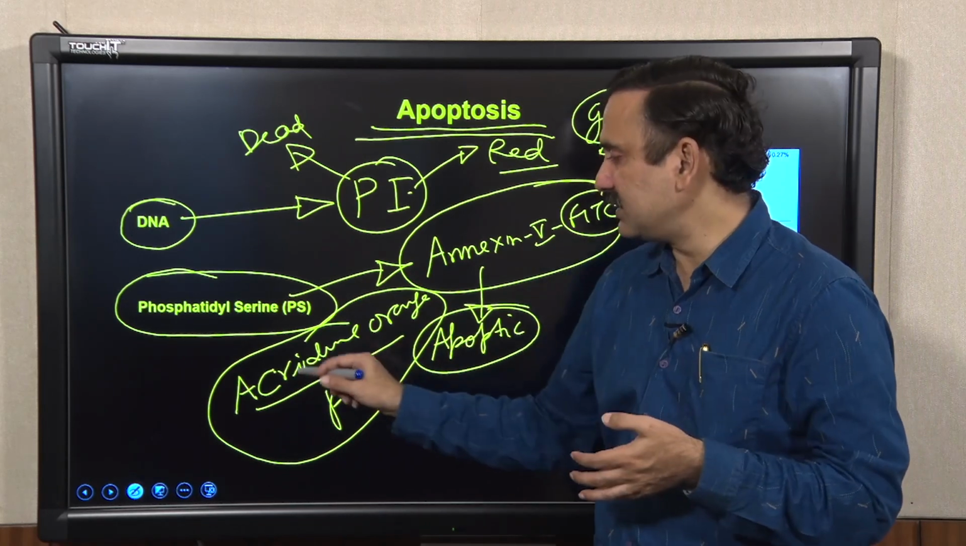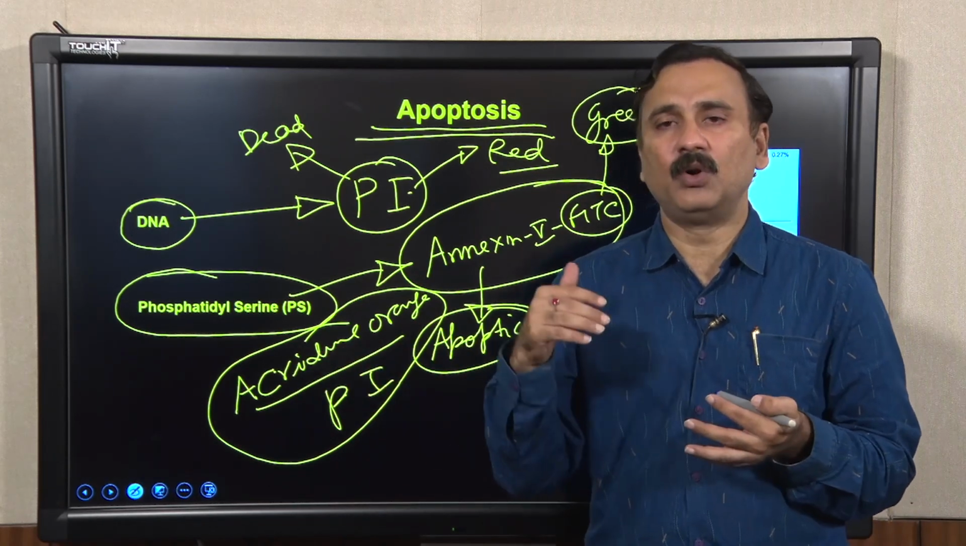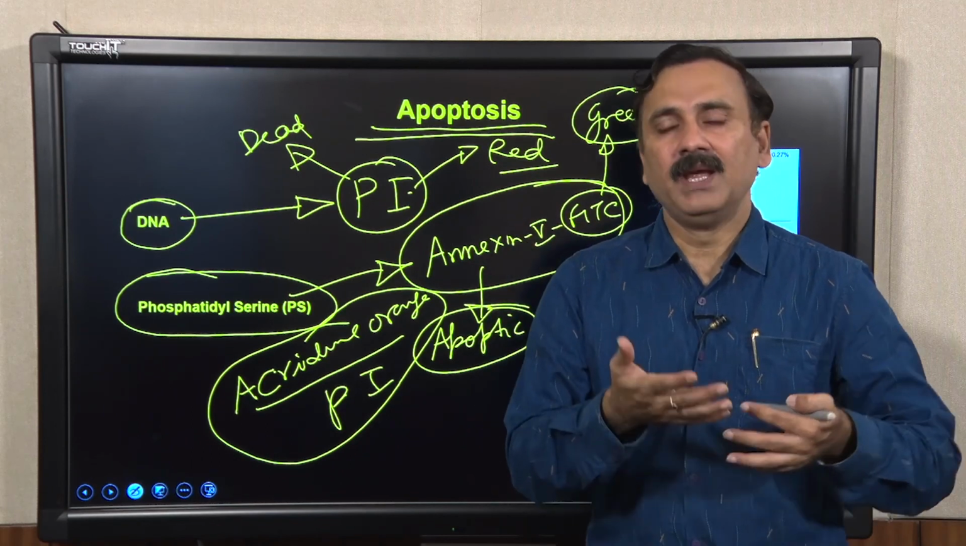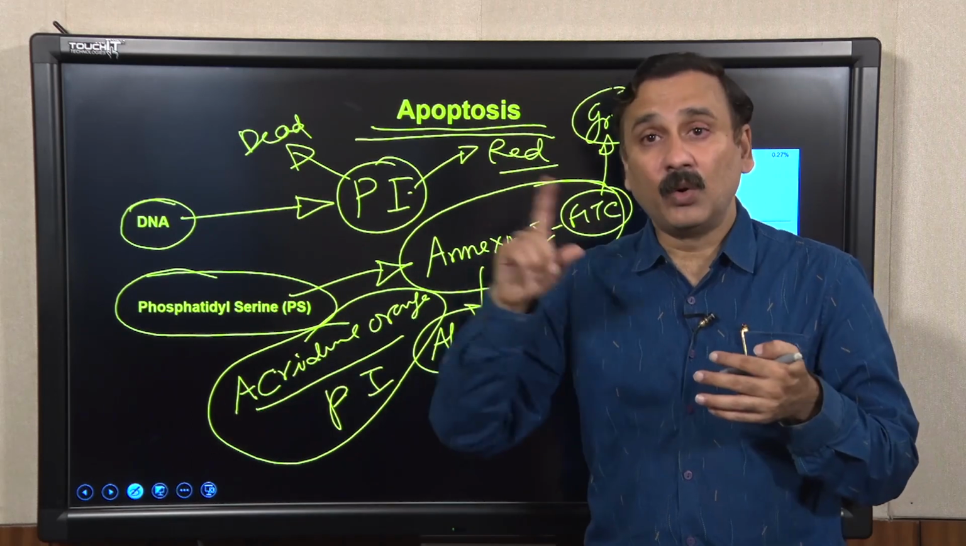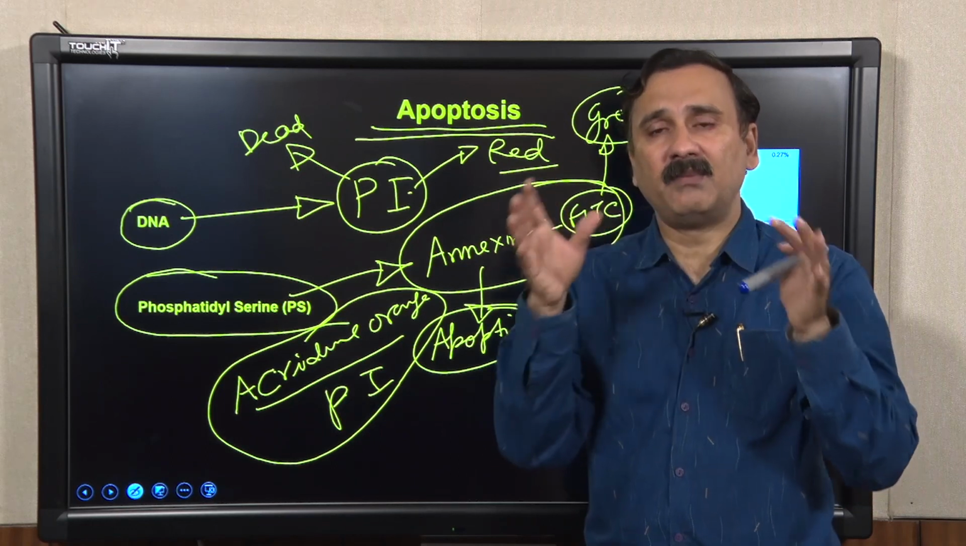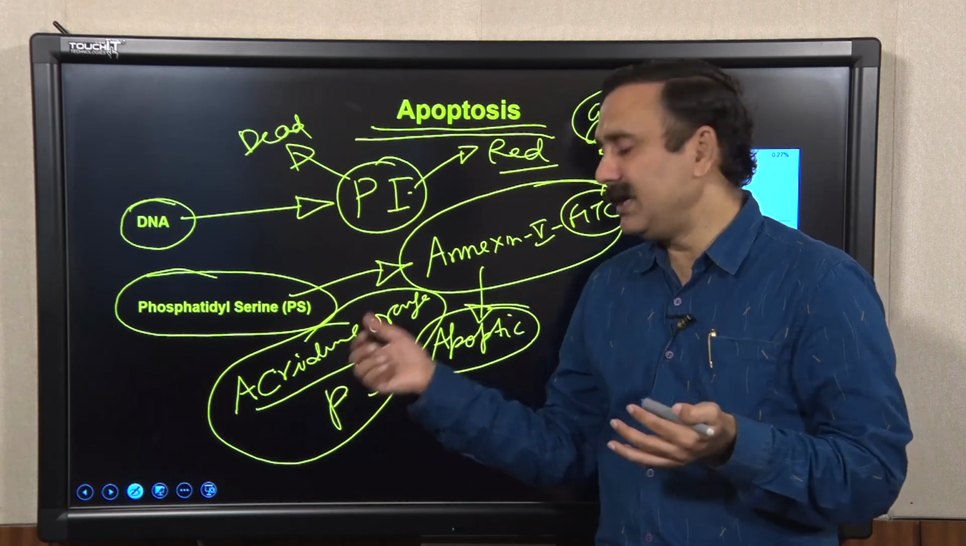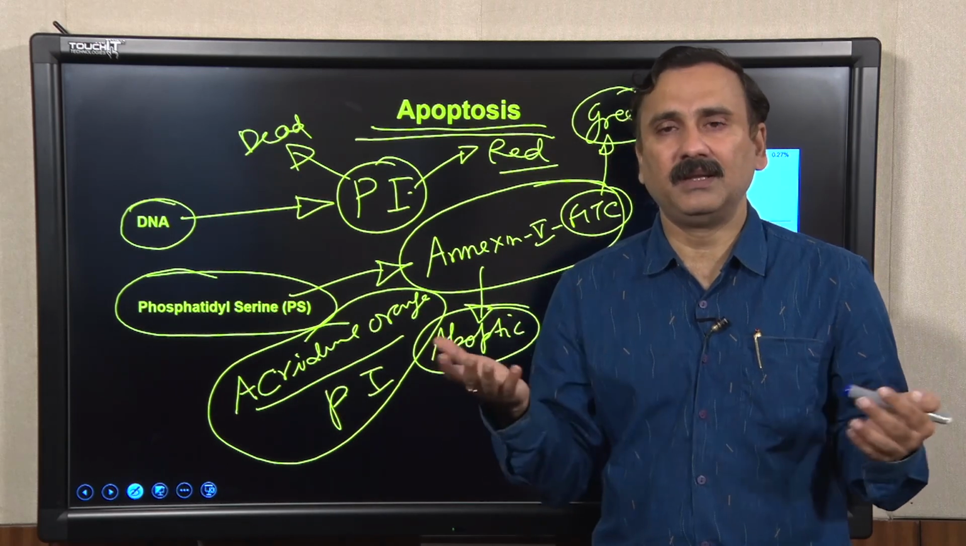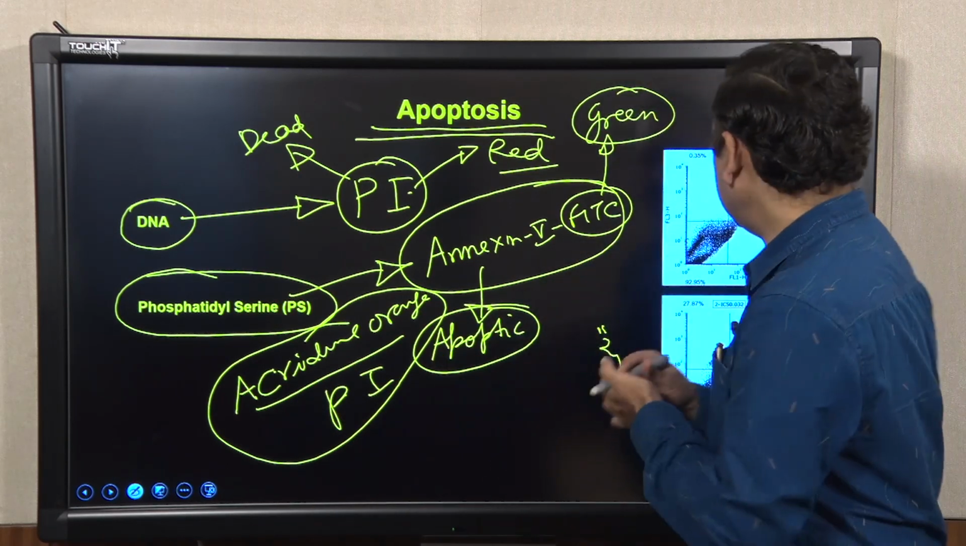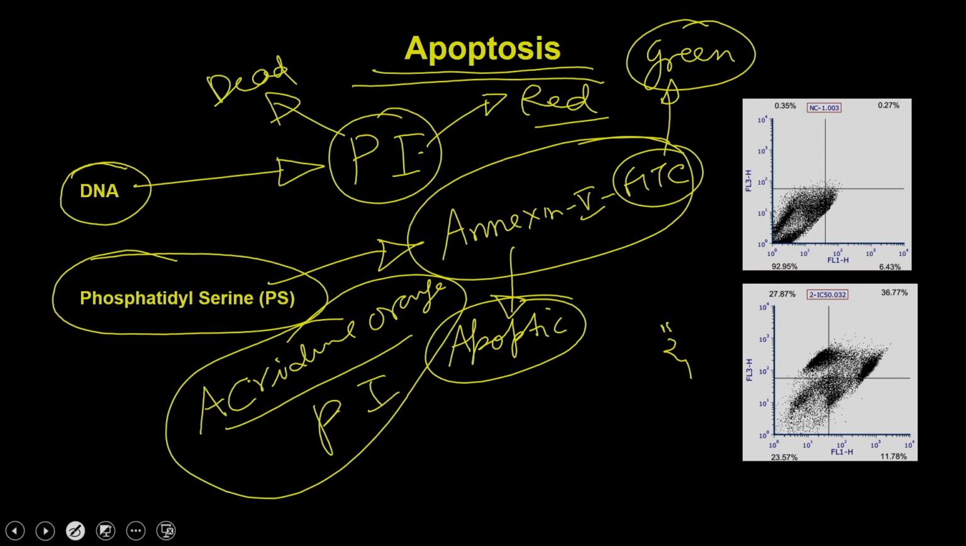Acridine orange is a specific dye which goes inside the cell and is going to label the DNA only if the cell membrane is compromised, whereas the PI is going to label the cells irrespective of this. So, this is the data that you see. If you stain with acridine orange and PI, this is what I was talking about, the checkerboard analysis.